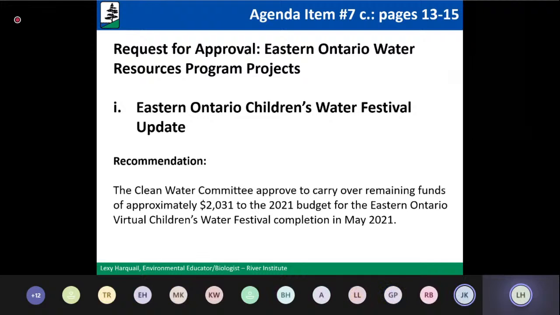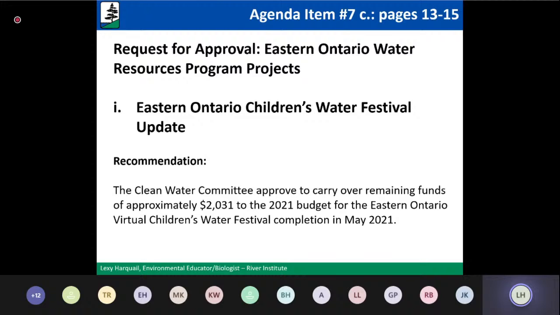I'm Lexi. I work at the River Institute, and we run the Eastern Ontario Children's Water Festival. With COVID this year, at the start of the year, we had tentatively canceled our spring festivals, Spencerville and Castleman, in the hopes that we would be in a position to host all three of our regular festivals in October when we normally host the Cornwall Water Festival.